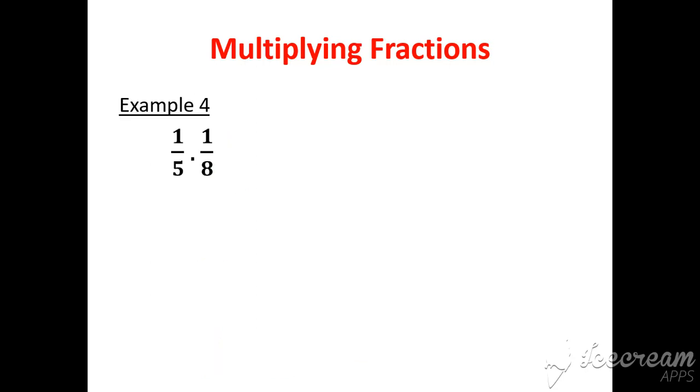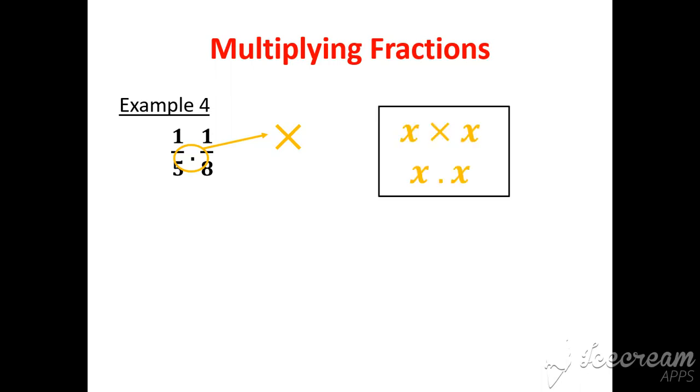All right, our last example looks a bit weird, but here it is. Number 4, 1/5 dot 1/8. Now, you just need to remember in mathematics, we often use a dot for multiply. A dot, sometimes we use it to mean multiply. So this is just a 5th times an 8th.